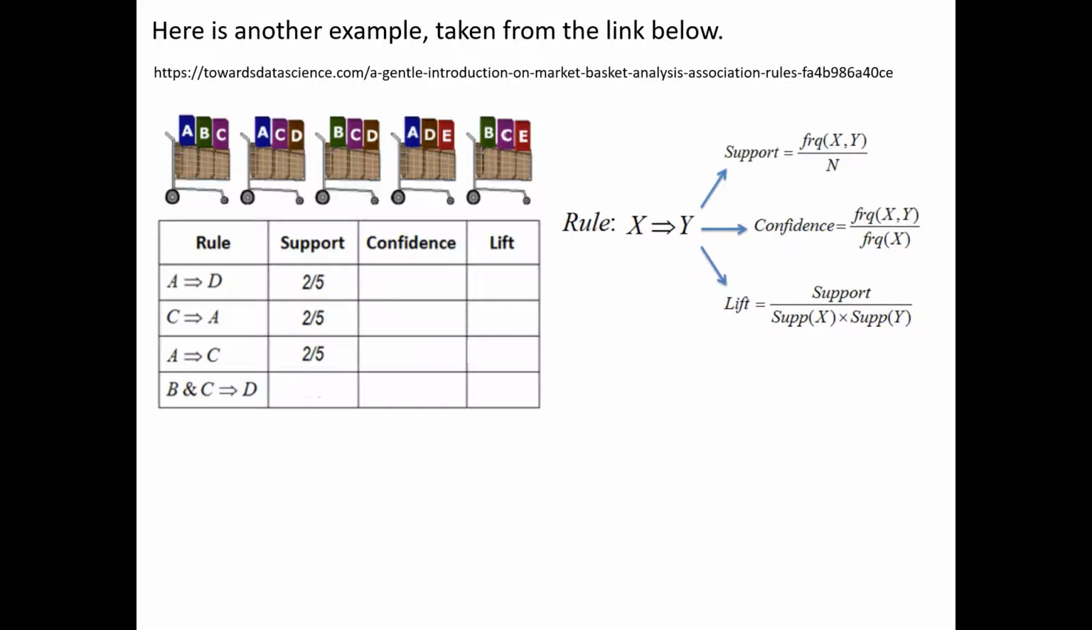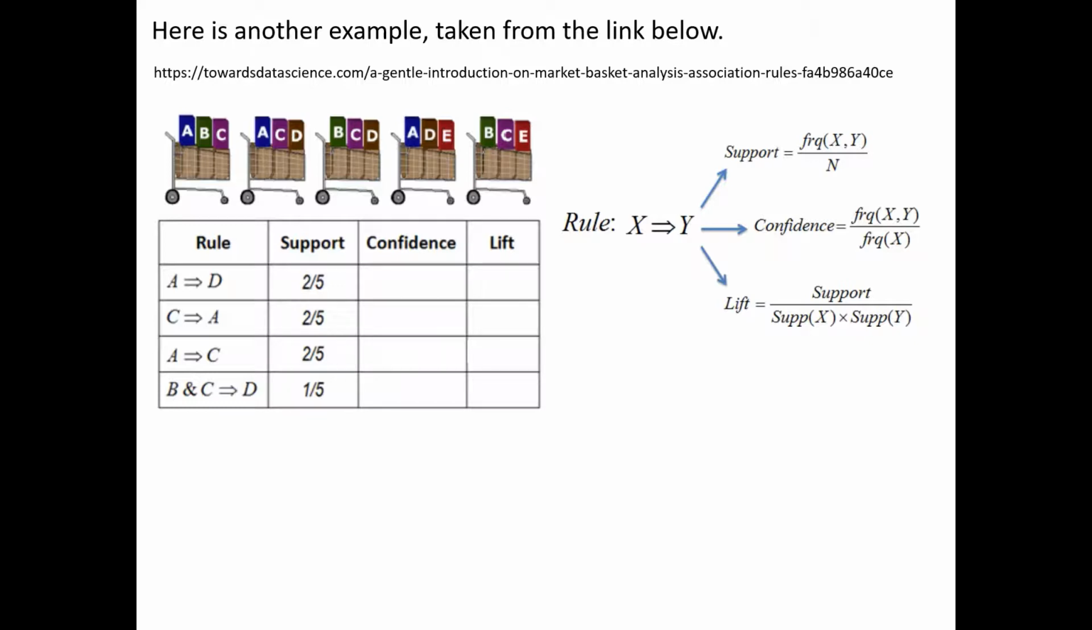Let's look at the last one. What's the support of B and C along with D? Basically, we're just going to count how many baskets have B and C and D in them. There is one basket that has all of B, C, and D, and none of the other baskets have all 3 of those. So it would be 1 out of 5.